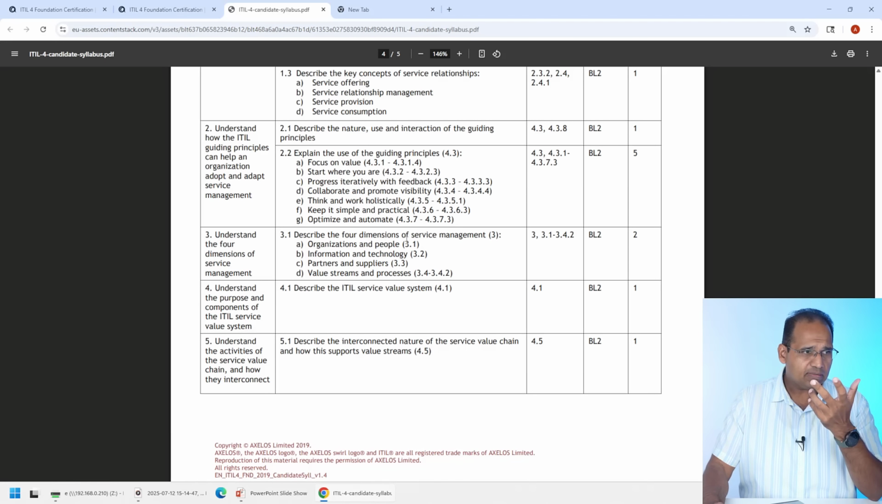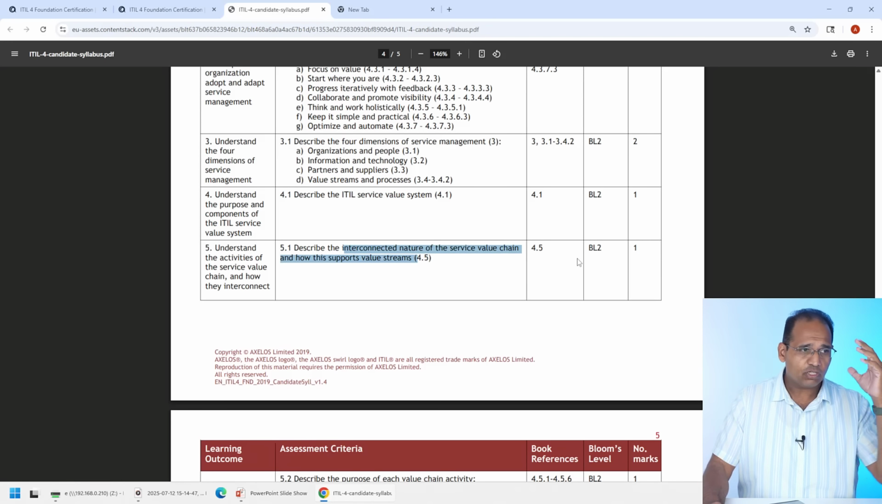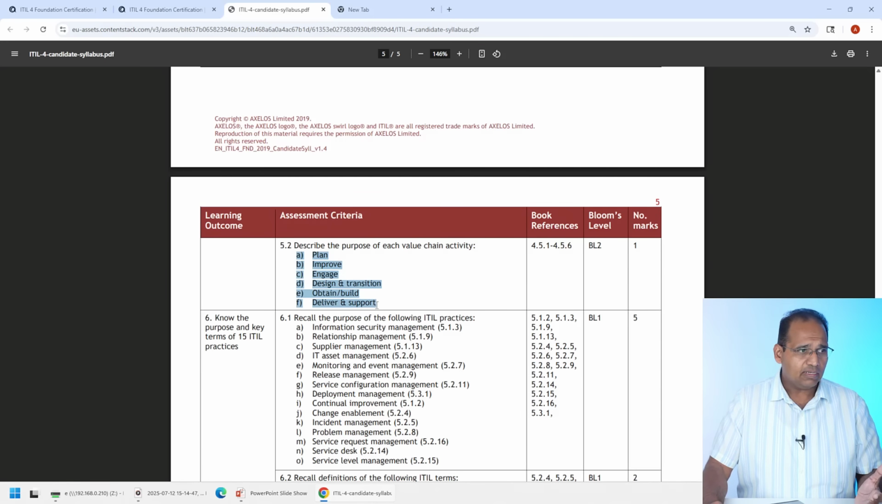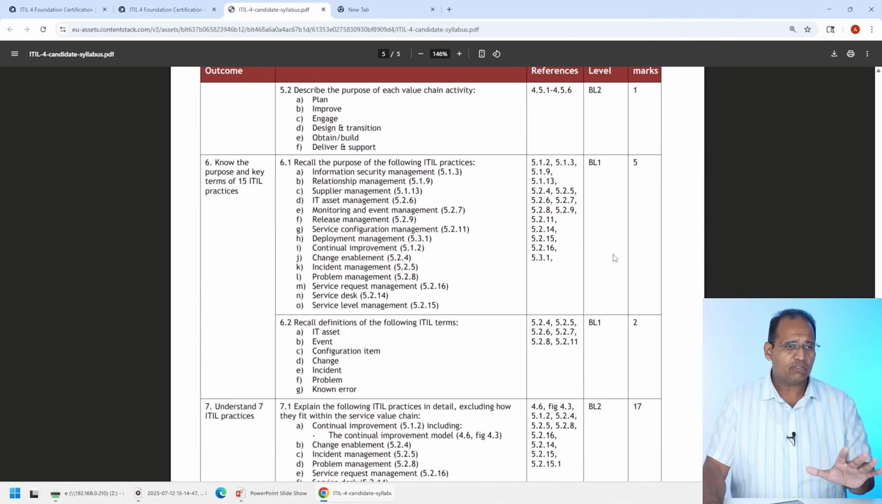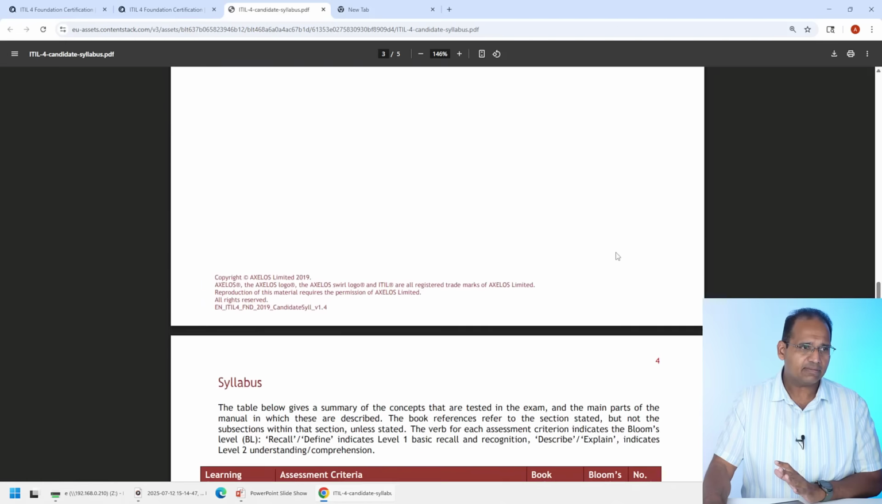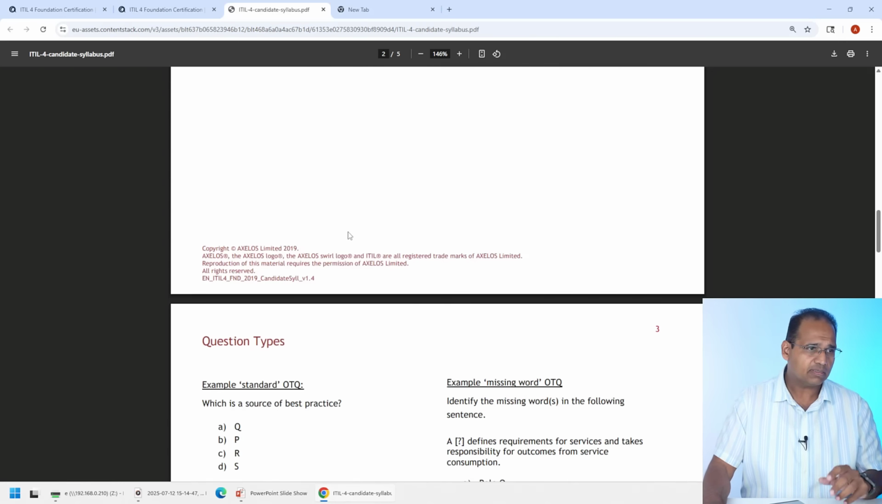The 4 dimensions of service, 2. The service value system, the whole thing on just understanding it, 1. How does the service value chain all link up? 1. Knowing the components of it, the 6 components, 1. Now, I want to point out something. Remember I told you guys you need 26 points to pass, right? See that? It tells us there, 26 marks to pass. The entire exam is 40 questions, 40 marks.